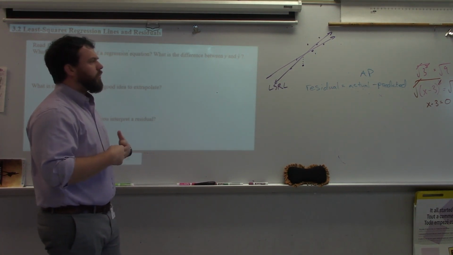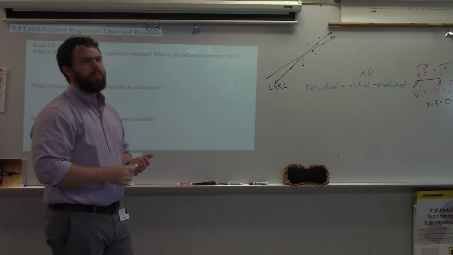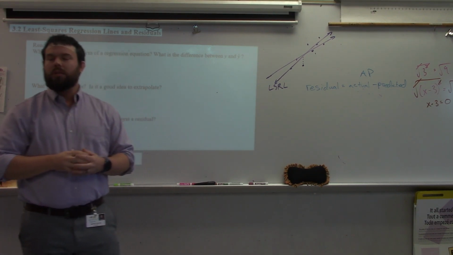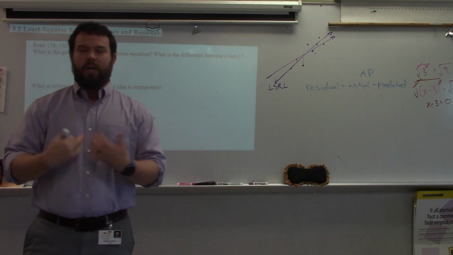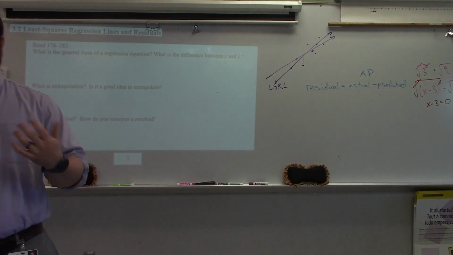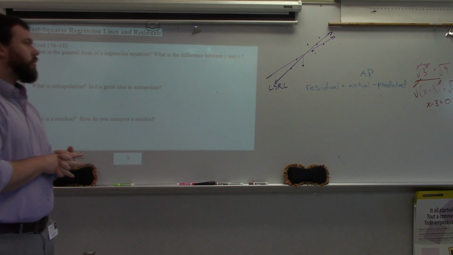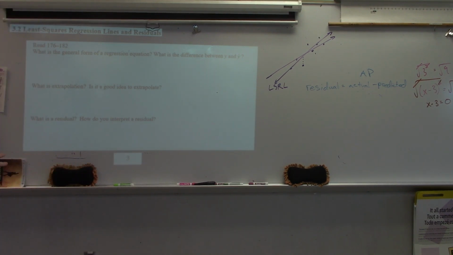By the way, why do we square those residuals? Because they'll just counteract. Right, some are positive, some are negative, and so if we add them all together, we would just get 0, right? So we have to square them to find that least squares regression line.